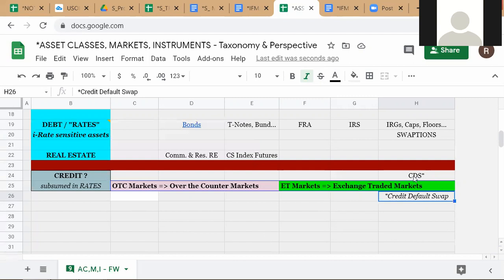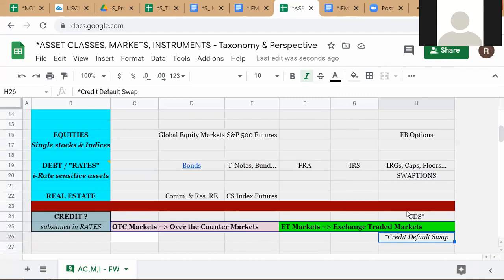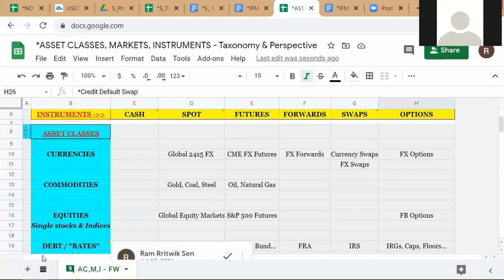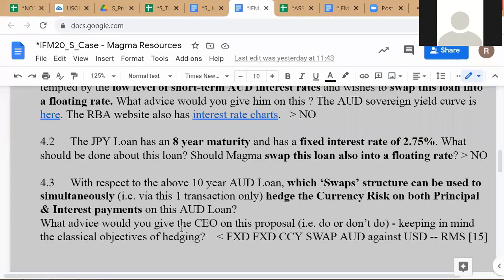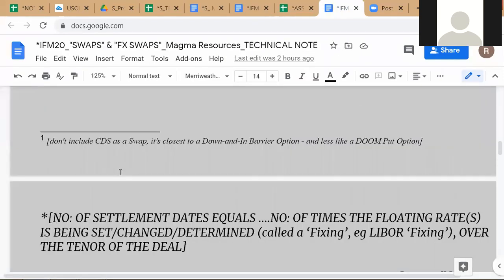Okay, so CDS is actually an option-like structure on credit instruments, which are again a part of the debt universe. So the point of the footnote is that when we talk about swaps, credit default swap uses the word swap. It is actually not a swap. It's actually an option, but it is not a doom put option as is mentioned in the Hull book. It's actually a down and in barrier option.